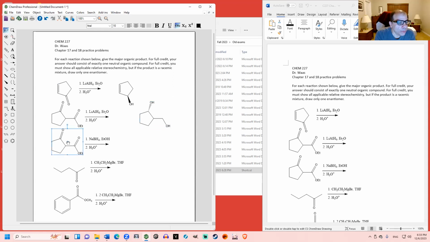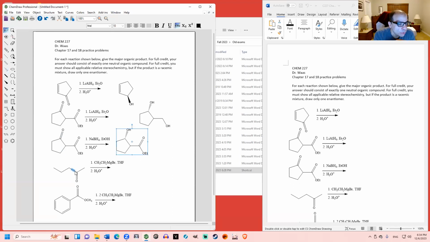Now, the next one, we're treating that same ketoester with sodium borohydride, and sodium borohydride will not touch carboxylic acids or esters. It will, however, reduce the ketone to the corresponding secondary alcohol. So sodium borohydride is a less reactive hydride reagent. And again, we've generated a chiral center, so we need to account for that in our answer. And that could have been a dotted bond or wedge bond. Either is equally good.